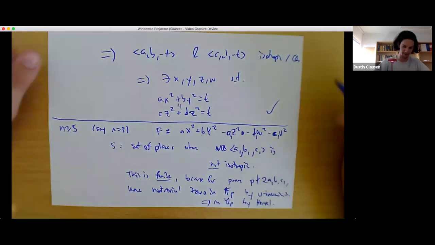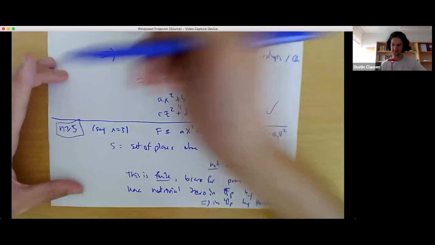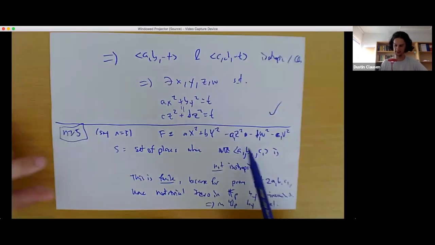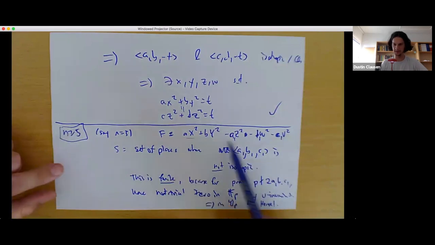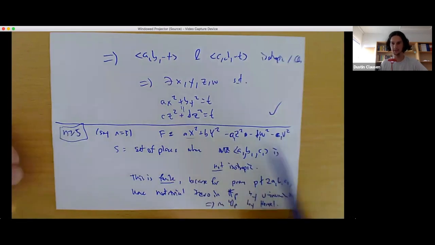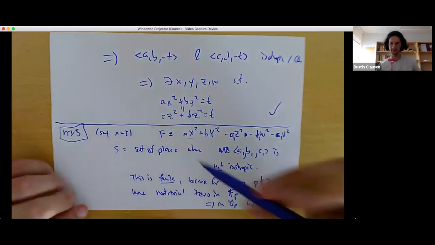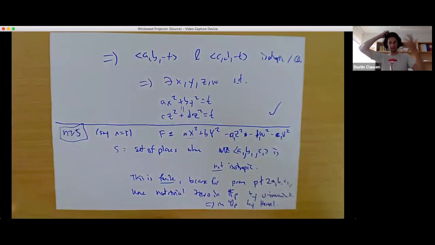And this is where we're using the hypothesis that N is greater than or equal to five, by the way. It's that when you split it up into two variables and then the remainder of the variables, you have at least three variables left over. So that you can make exactly this argument here, that the set of places that you're looking at is finite.